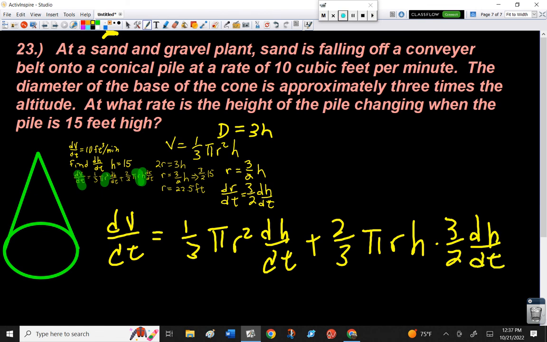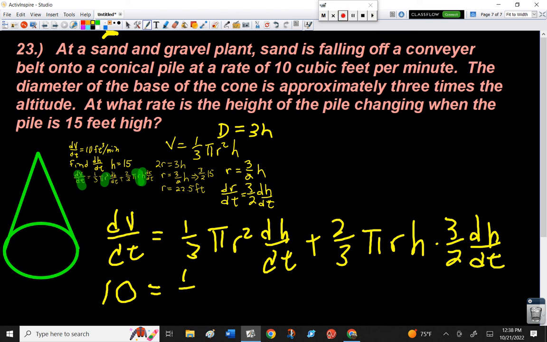So why are you doing that? Well, what's the only thing that they didn't give us? They didn't give us dH/dt. We know all the other stuff, so we're just going to plug that stuff in. Ready? We know that dV/dt is 10.